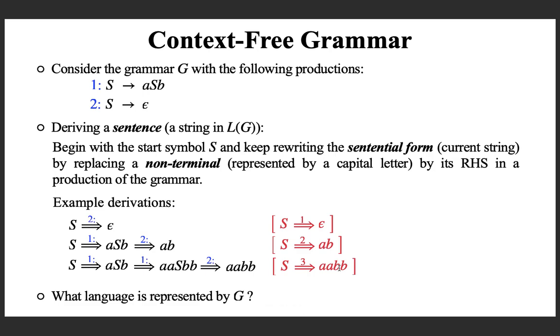Now with this, can you generalize and guess what language is represented by this grammar? It's not difficult to generalize it as this language. You can in fact derive any string of the form a to the power n, b to the power n. When you substitute n as 0, you are getting epsilon. N as 1, this. N as 2, you will get this string. So depending on how many times you are applying production number 1 before you apply production number 2, you can generate any string.